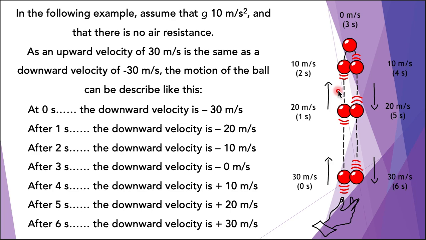And after 1 second, the downward velocity increases. So it becomes minus 20 meters per second. After 2 seconds, it increases to minus 10 meters per second. And after 3 seconds, it reaches 0 meters per second. Then after 4 seconds, it becomes 10 meters per second. 5 seconds, 20 meters per second. And 6 seconds, it comes to 30 meters per second.